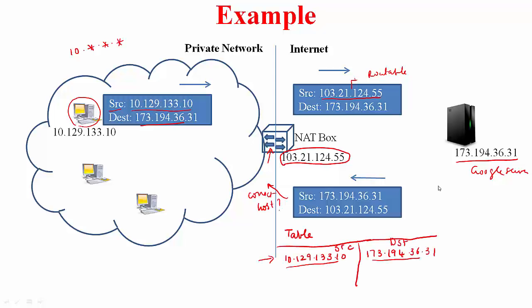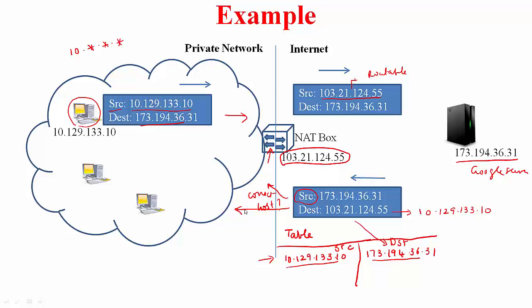Based on whatever I have covered so far, you may be thinking, let me maintain this state. Whenever I receive a packet inward in this direction, I'm going to note down the source as well as the destination of that particular packet. And now when I receive a reply from the outside world, I'm going to match this incoming packet source with this destination. If they match, then I'm going to replace this destination with this, 10.129.133.10, and send out the packet internally.